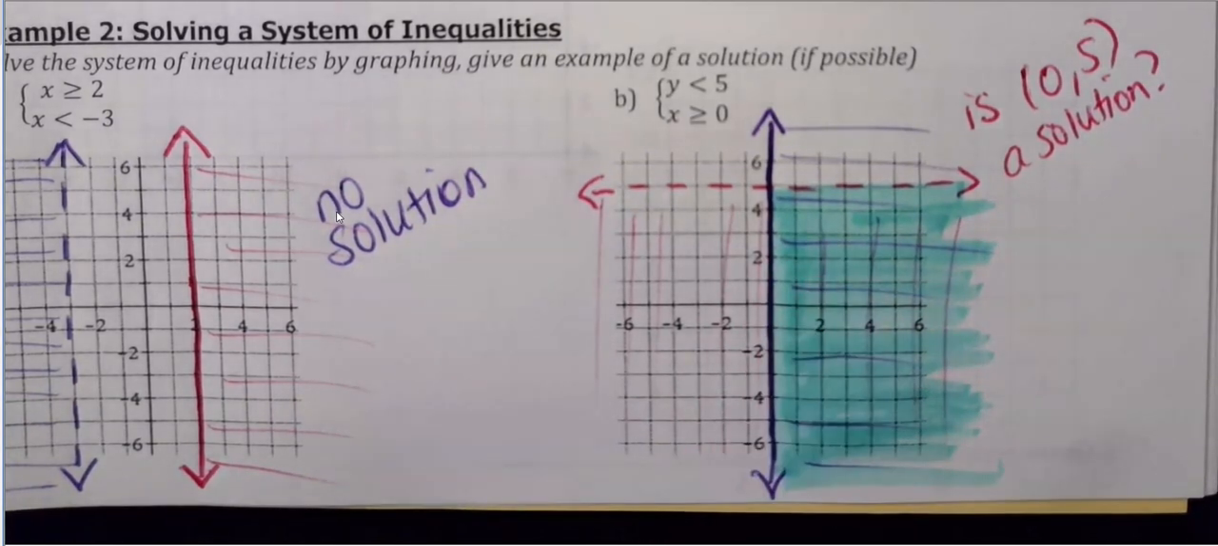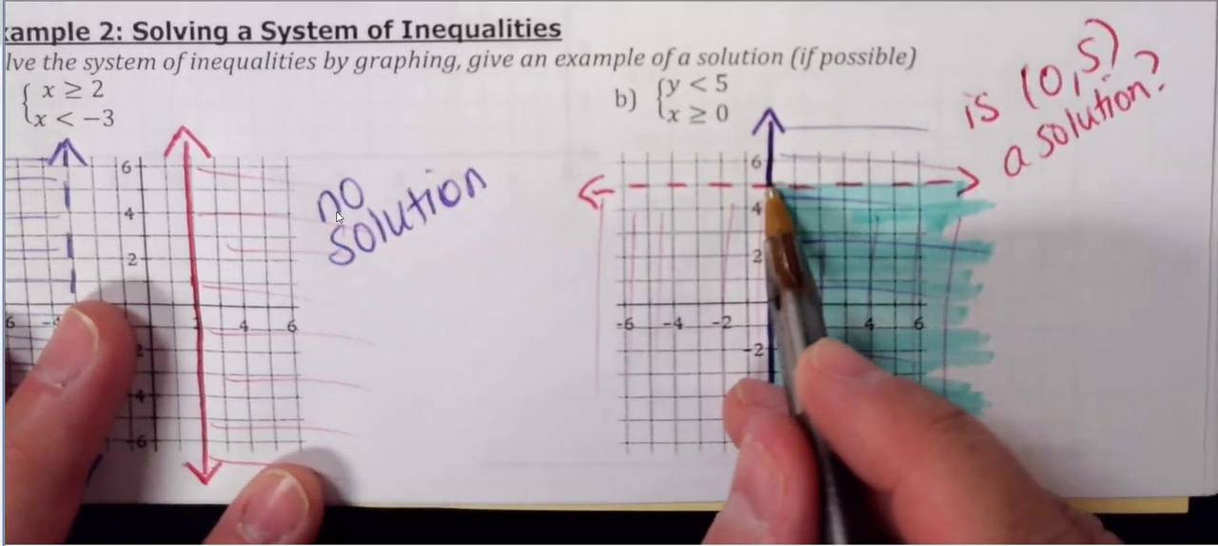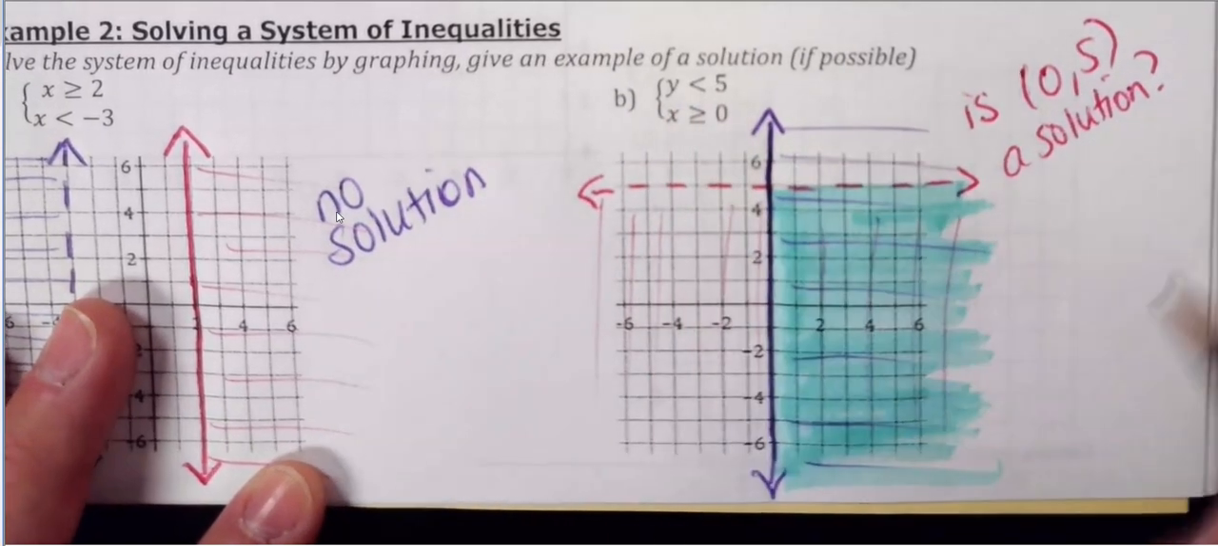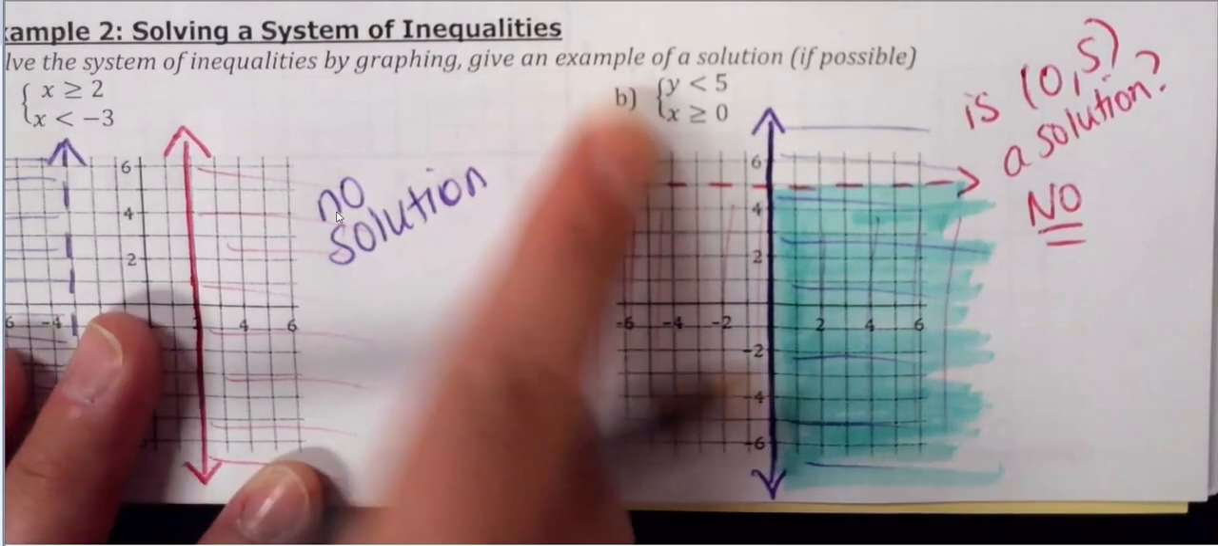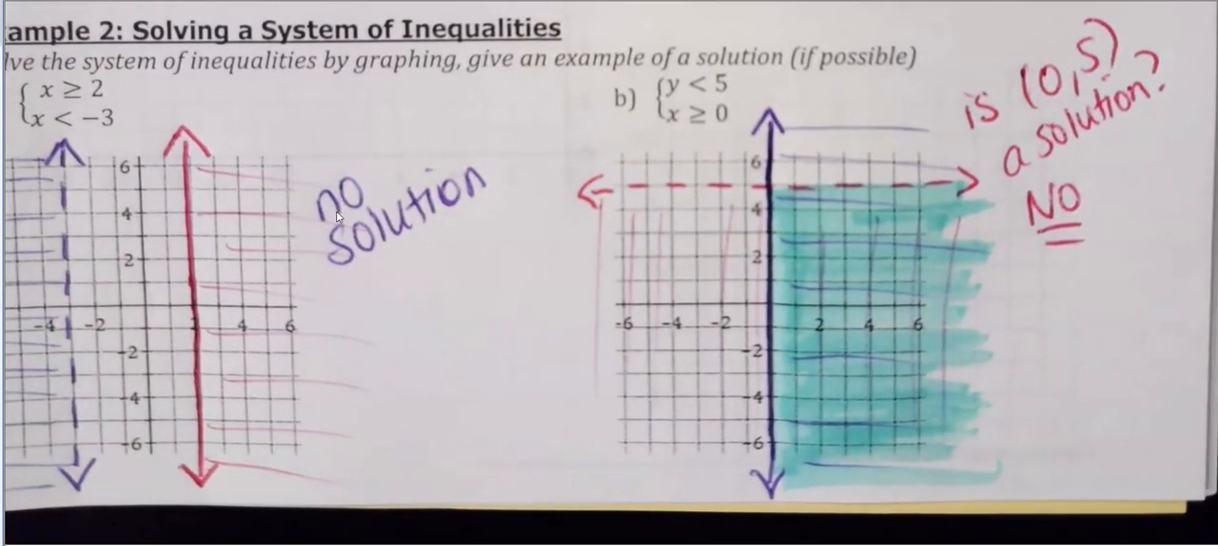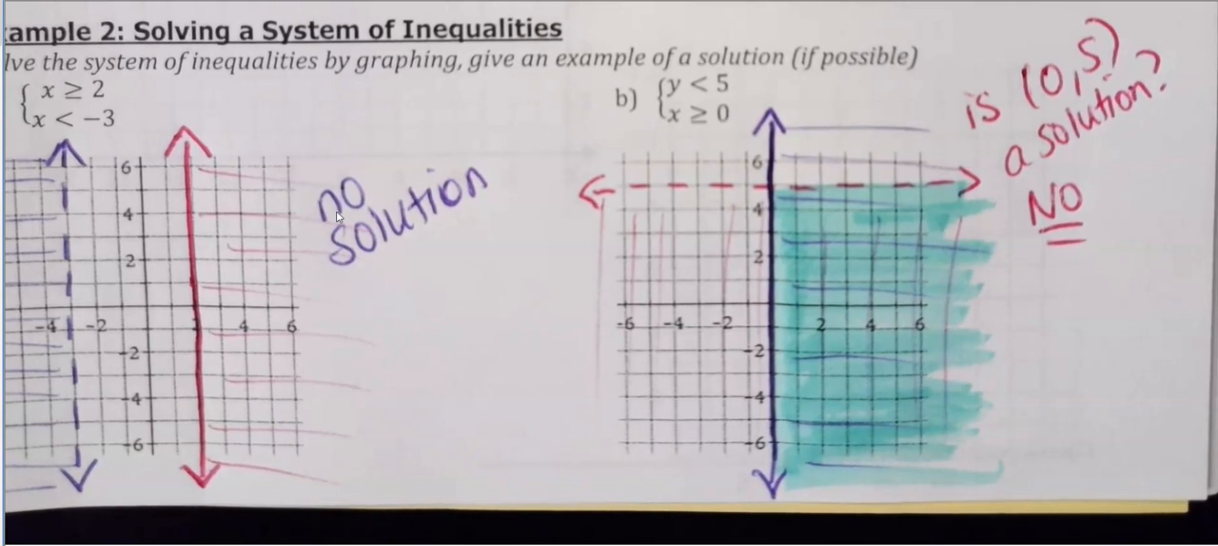It looks like it works for both, right? But it's on that dotted line, so that's not going to work for one of the inequalities in the system there. So that would not be a point. It almost looks like it should be, but it's on a dotted line, so it can't be. And that y coordinate would be equal to 5 there, so that would not count. So that's not a solution there.